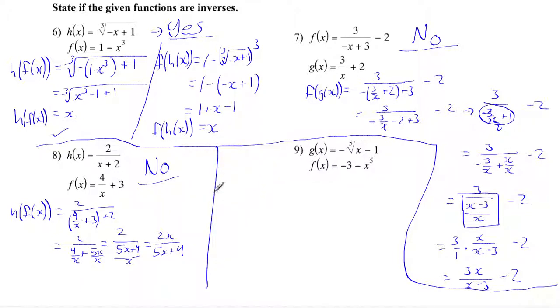And so finally, number 9 here, g of f of x and f of g of x. G of f of x. I start with my g function, negative, this is a fifth root. Replace the x with negative 3 minus x to the fifth minus 1. Not really much can be done here. You can't take the fifth root here because of this 3, so it stays as that. So these are not inverses.